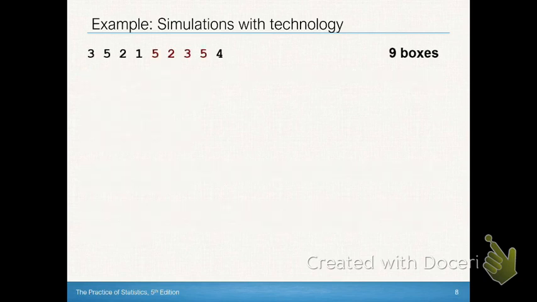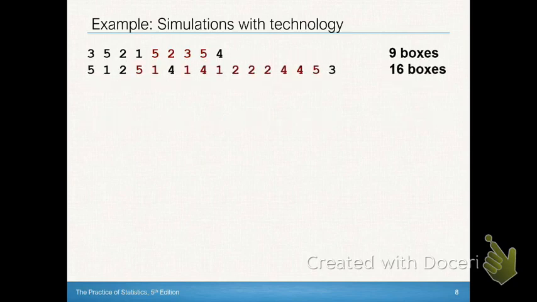So here's a possible outcome. Let's say I was using the randInt feature on my calculator and I pressed enter and I got a 3 and then a 5 and then a 1 and then a 5 and then a 2 and then a 3 and then a 5 and then a 4. I finally got one of each. That took 9 boxes. I'm going to keep doing that. Maybe the next time I had to press the randInt command 16 times before I got one of each of the cards.